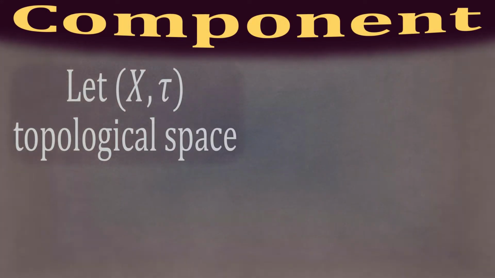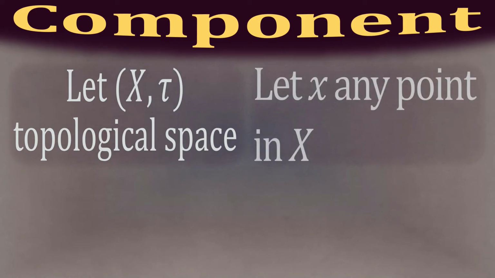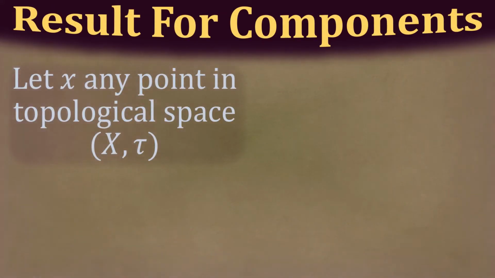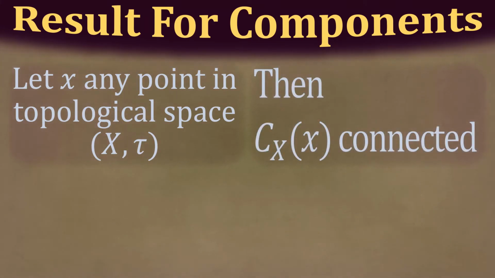Now, let's move on to defining the component. Let X with T be a topological space. Let x be any point in X. The component in X of x, Cx of x, is defined to be the union of all connected subsets of X which contain x. Then, let's discuss a result for component. Let x be any point in a topological space X with T. Then, Cx of x is connected.